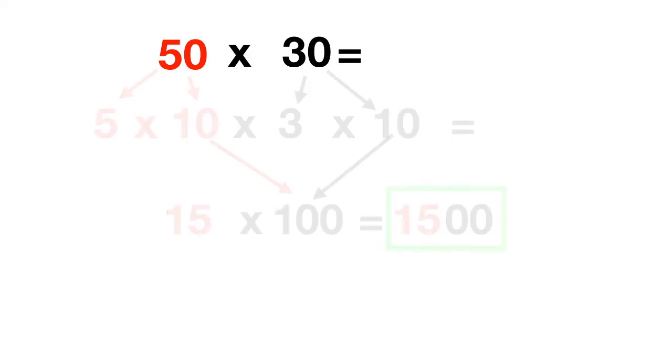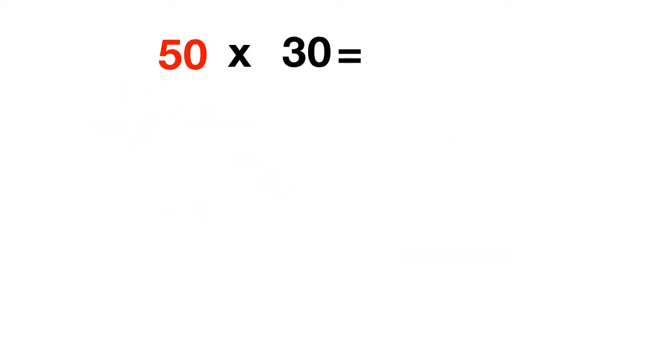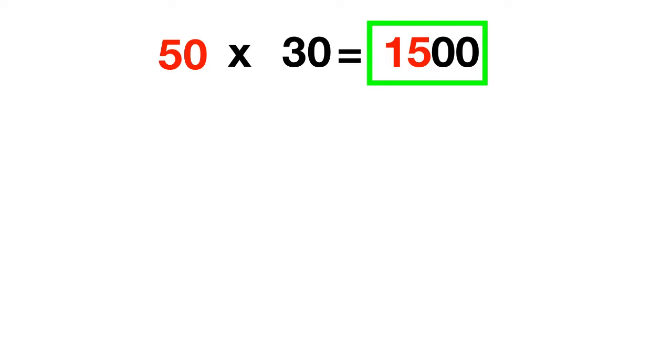But now there's an easier way to do this whole problem. If you want to multiply 50 times 30, you could just start by ignoring the zeros. Multiply 5 times 3. If you do that, you get 15. Then you can count that you have 2 zeros on the left side, and so you need to add 2 zeros to your answer. This again gets you to 1,500.